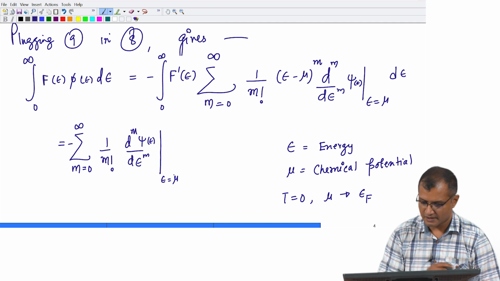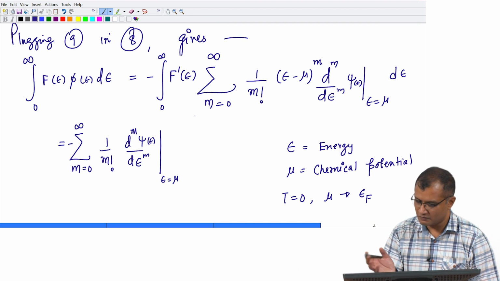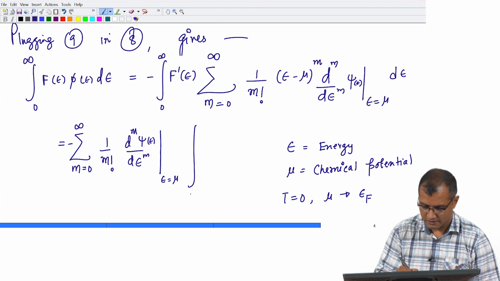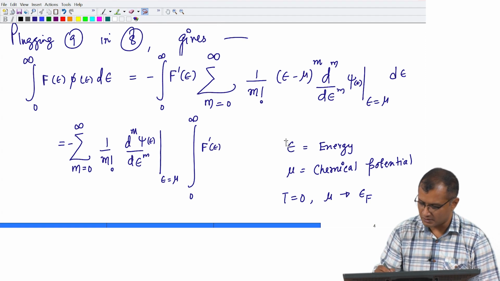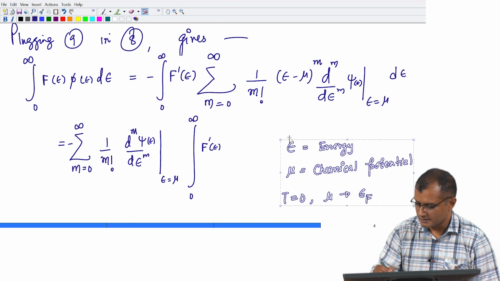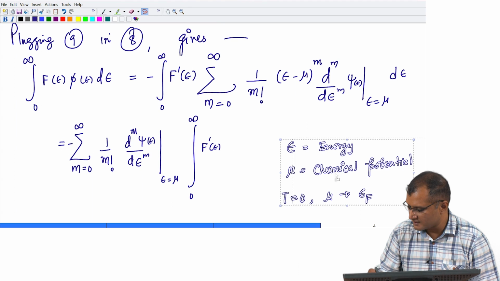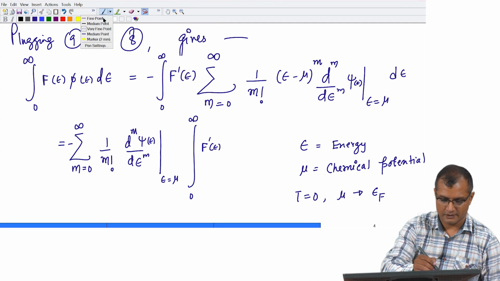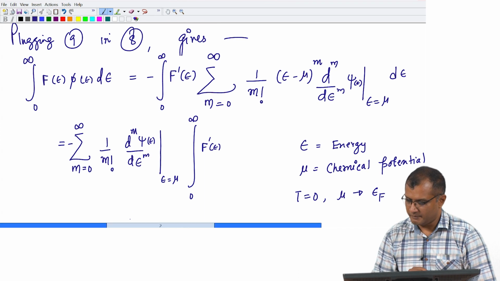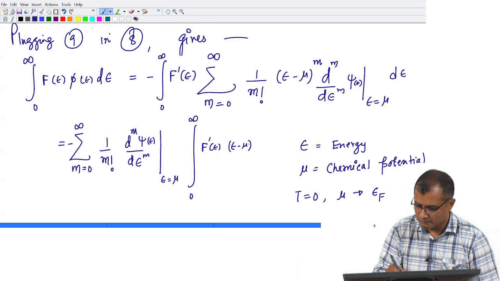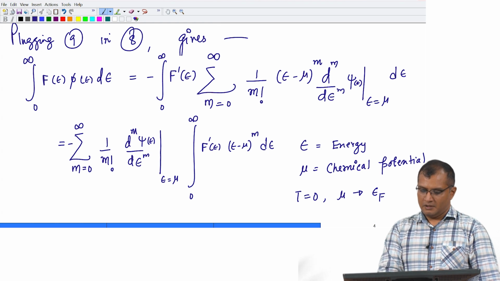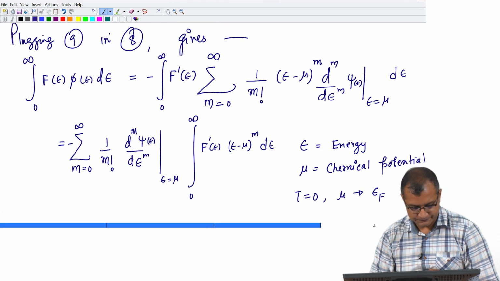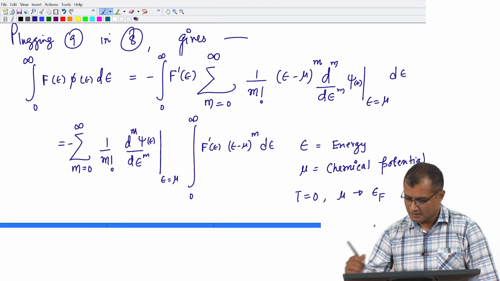This derivative is independent of E, and what I am left over with is just the integral 0 to infinity f prime E into, let us move all this description on the right hand side, because I need some space here, f prime E into E minus mu to the power m dE. Okay, I think I am not missing any terms here, fine.